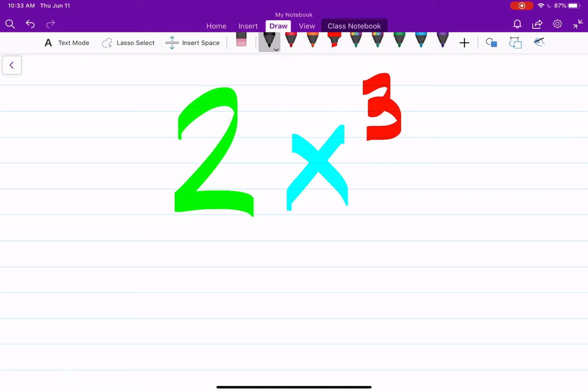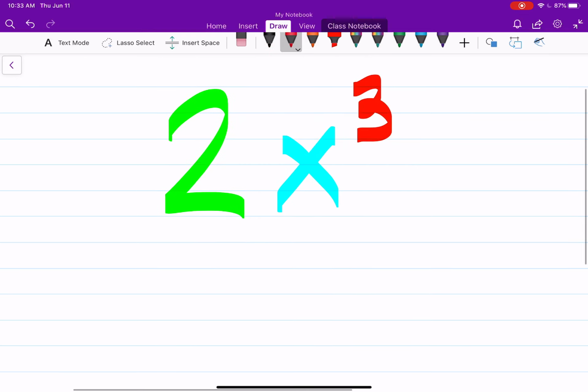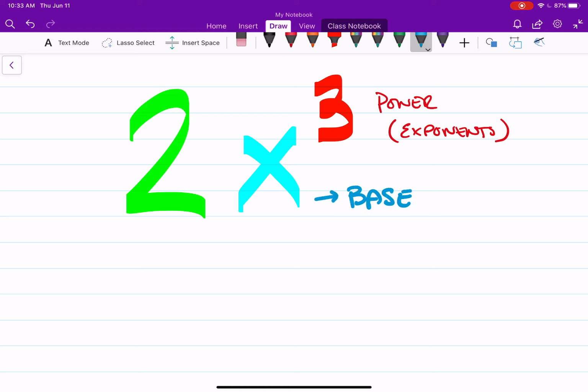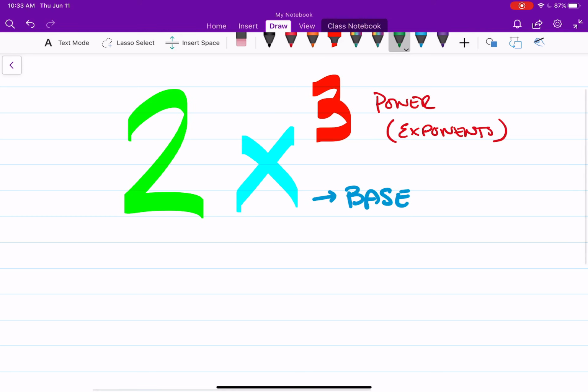So I give all of these names. Like the 3 right here is called the power. And we also know them as exponents. The x is what we know as the base. And the 2 here is what we know as the coefficient. Okay? So all of these things are important to know, okay?